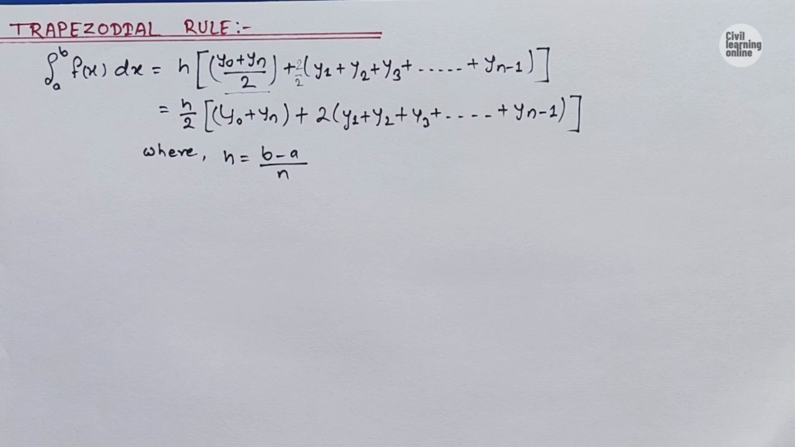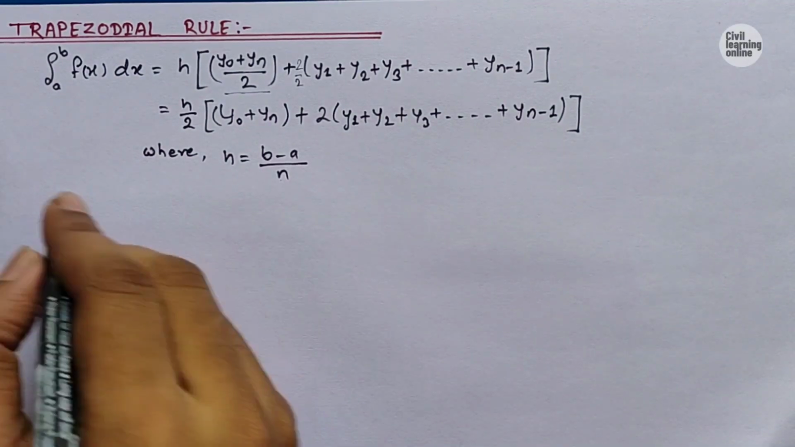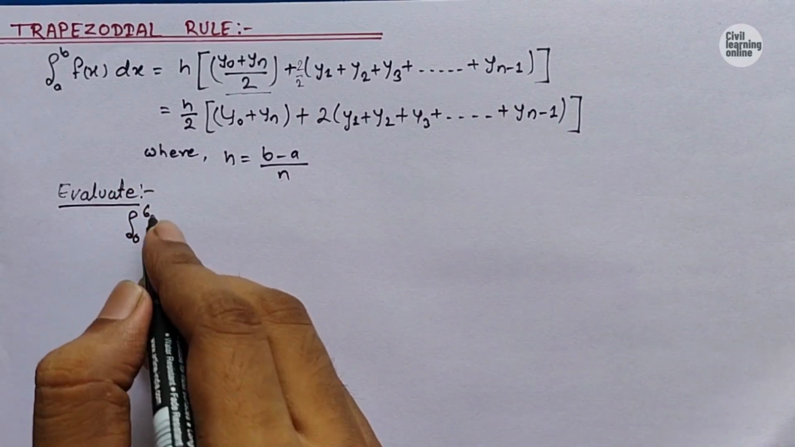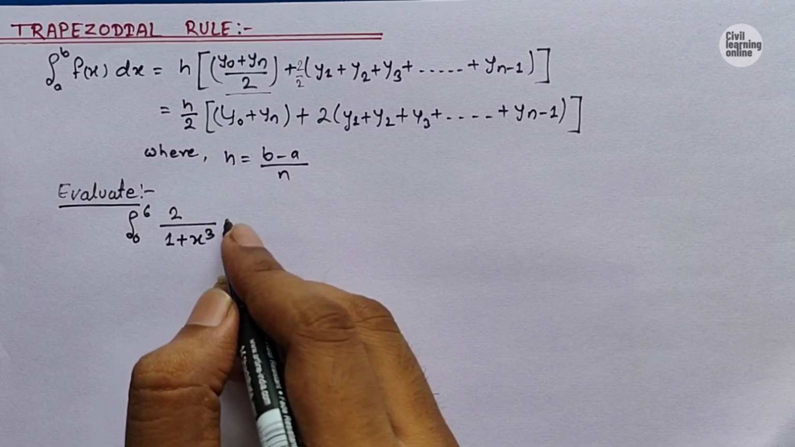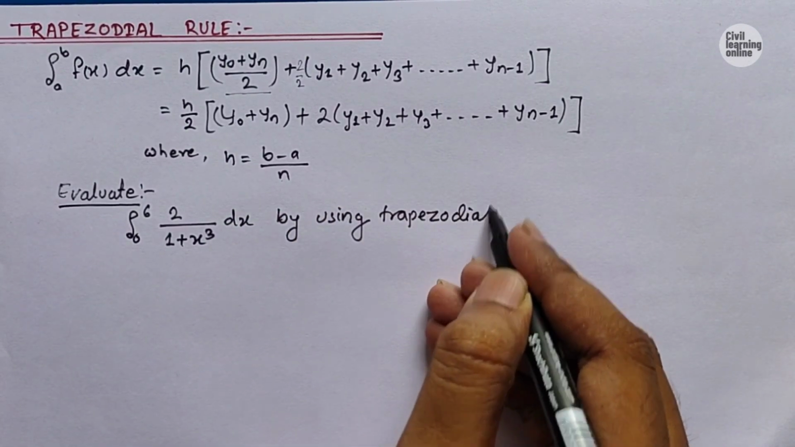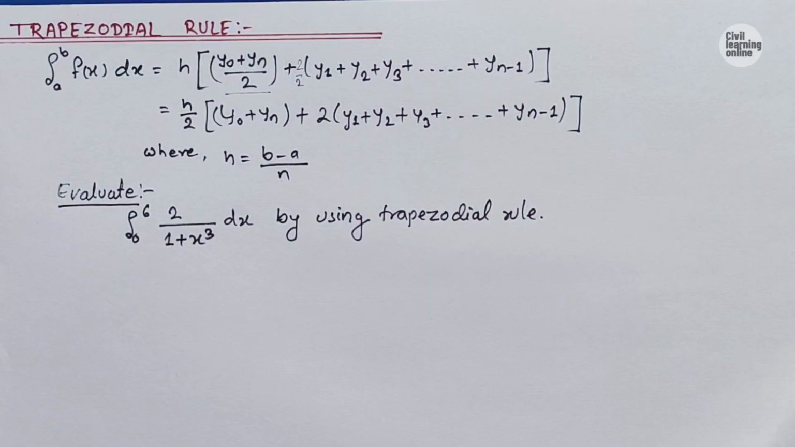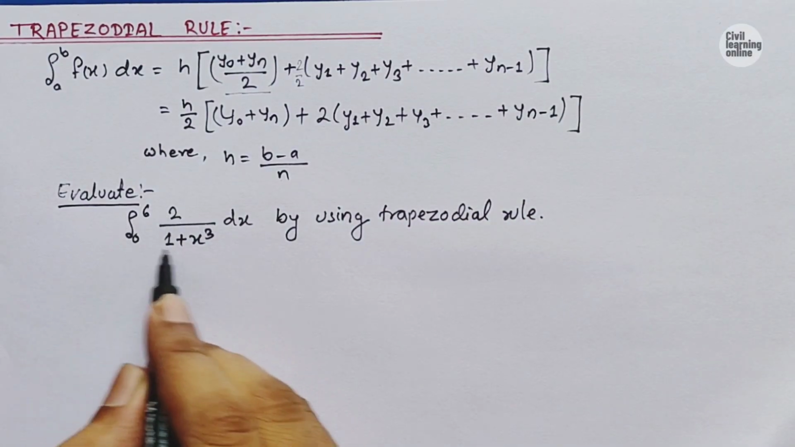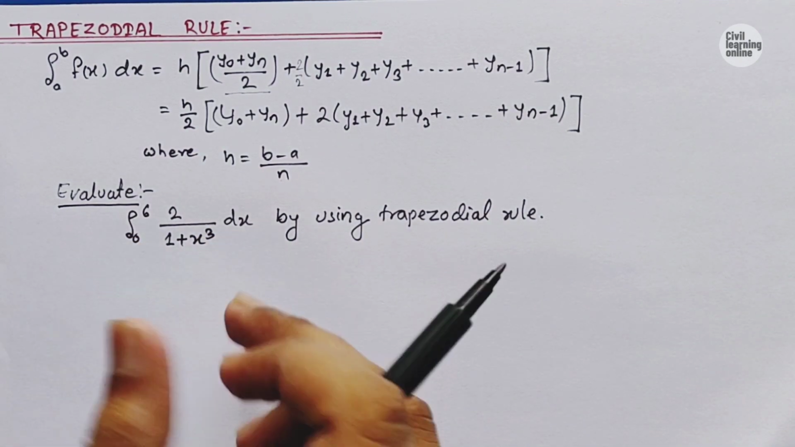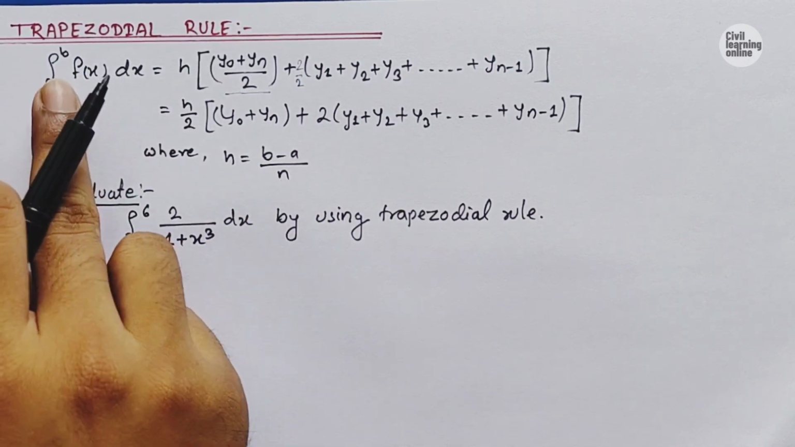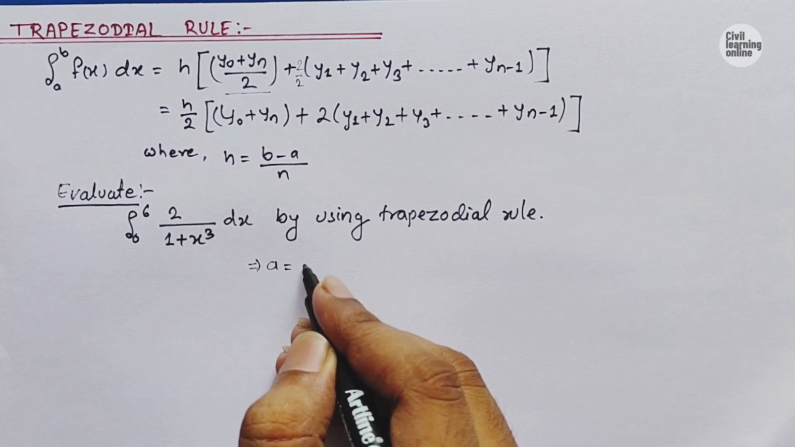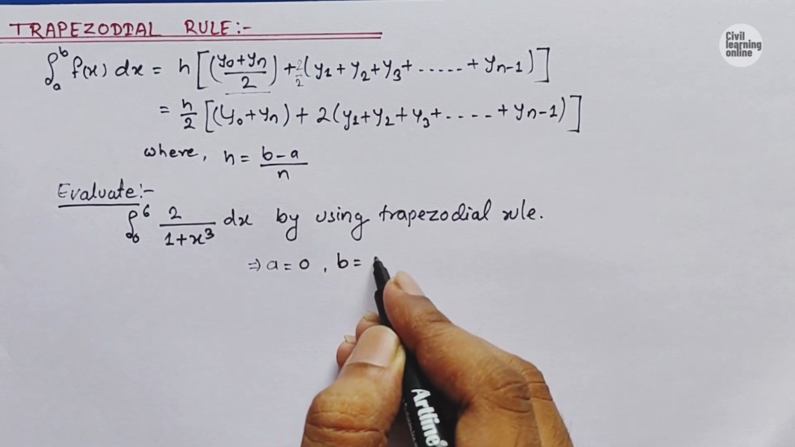So here is the example. If we compare this portion, which we are asked to find the integration of, with the formula, then we have a equals 0 and b equals 6.